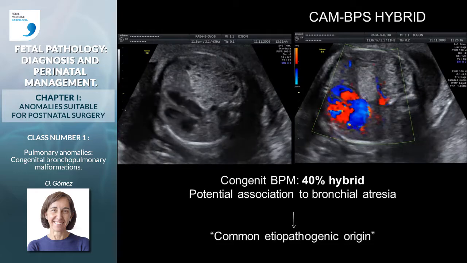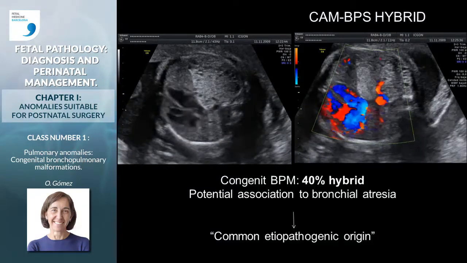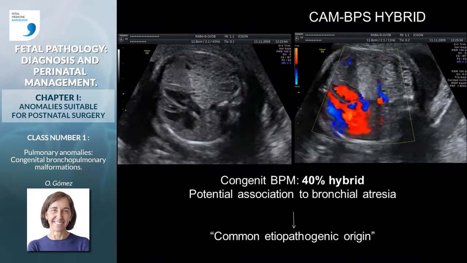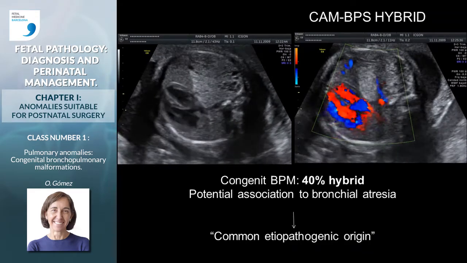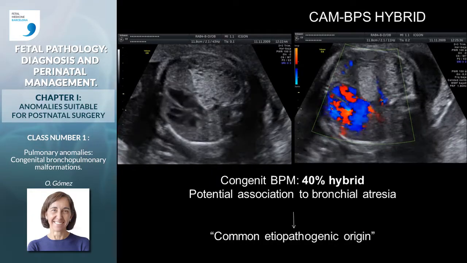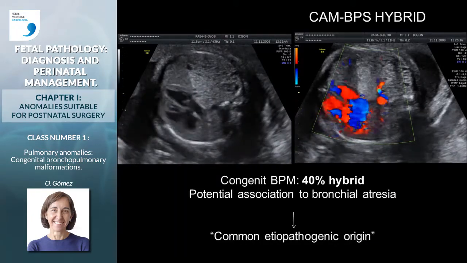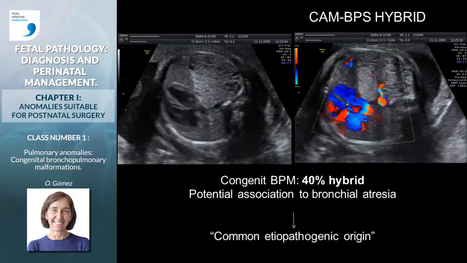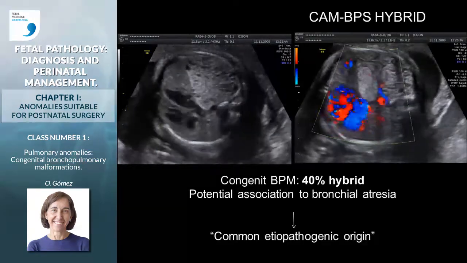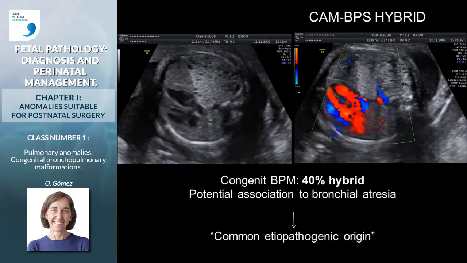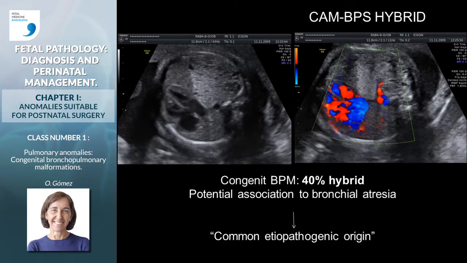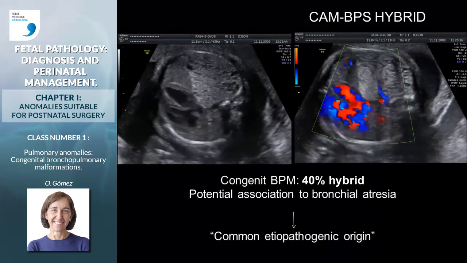As we can see in the video on the left, there is a hyperechogenic lesion located in the lower lobe of the left lung, in an inferior position, in which small cysts are distinguished. So it seems to correspond to a cystic adenomatoid malformation. However, when applying color Doppler, as we can see in the video on the right, a vessel is identified that comes from the thoracic aorta and irrigates the lesion, characteristic of bronchopulmonary sequestration. Therefore, this corresponds to a hybrid cystic adenomatoid malformation and bronchopulmonary sequestration.